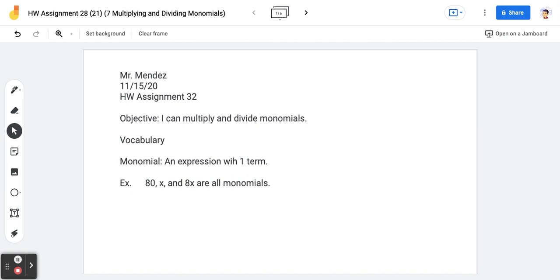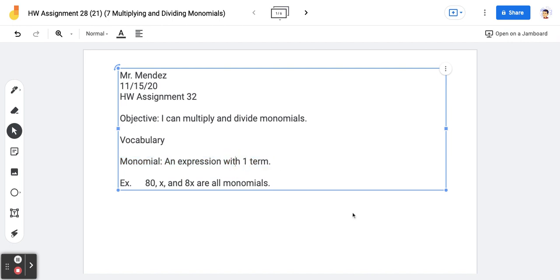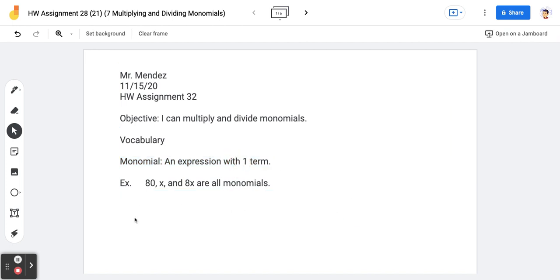All right, so let's go with the definition first. When we say monomial, it's an expression with one term. For example, 80 is a monomial, x is a monomial, and 8x is also a monomial. The only thing that's going to separate terms is something like a plus or minus sign. So if I had the expression 80 plus 8x, this whole expression is no longer a monomial. This is actually what we would call a binomial, but we'll just stick with monomials for now.